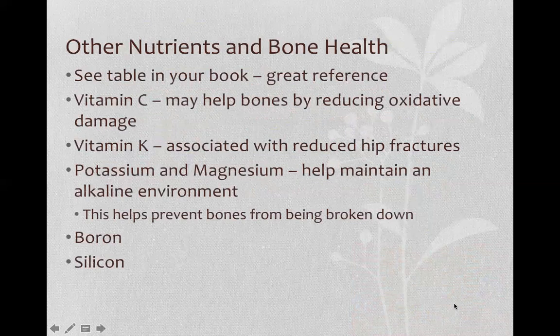Other nutrients. We talked about quite a few already. However, there are additional ones that help with bones and teeth. Vitamin C, a big antioxidant, is also involved in collagen synthesis. Vitamin K does help with bones. It helps modify the bone protein osteocalcin. Potassium and magnesium help maintain an alkaline environment in the blood so that bone doesn't have to be broken down. And then boron helps influence osteoclast and osteoblast activity, and silicon participates in collagen synthesis.